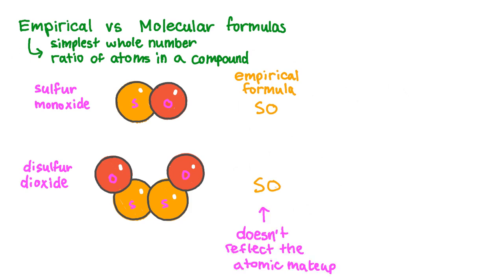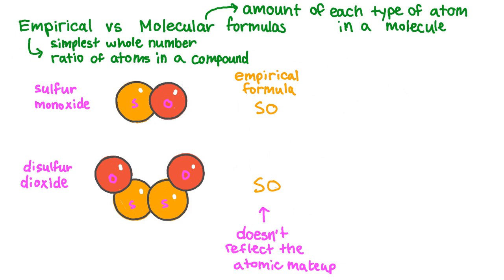So it seems that the empirical formula, though useful, is not always going to give us enough information to tell us the precise atomic makeup of a substance. To address this, we have a second kind of chemical formula, the molecular formula. While the empirical formula just tells us the ratio of elements in a compound, the molecular formula tells us the amount of each type of atom in a molecule.